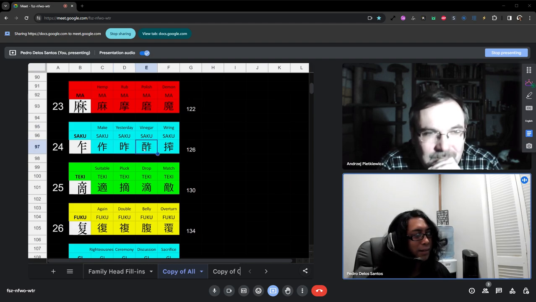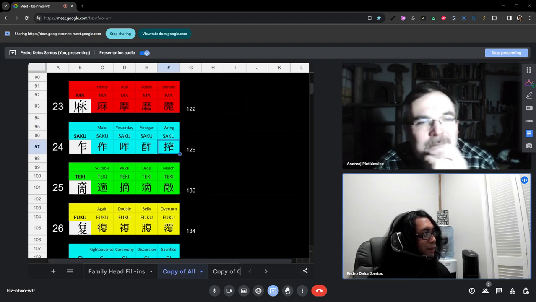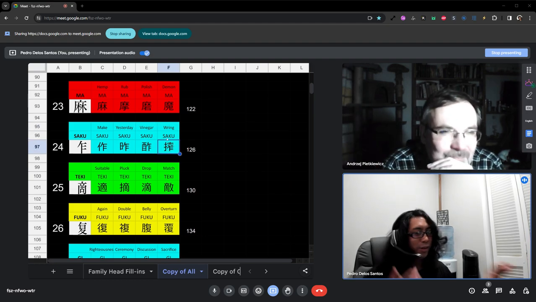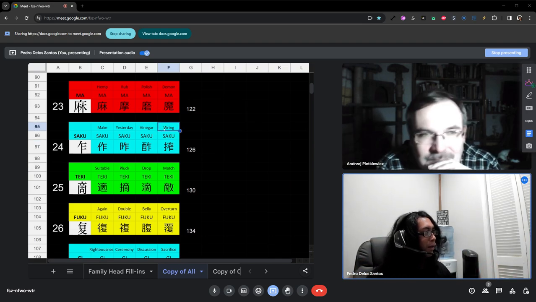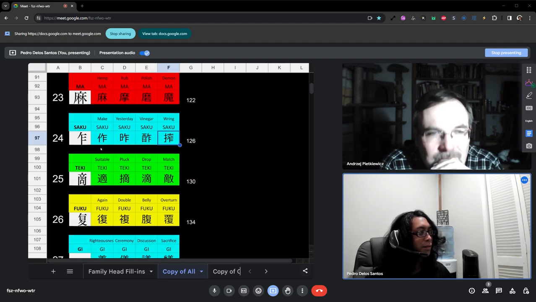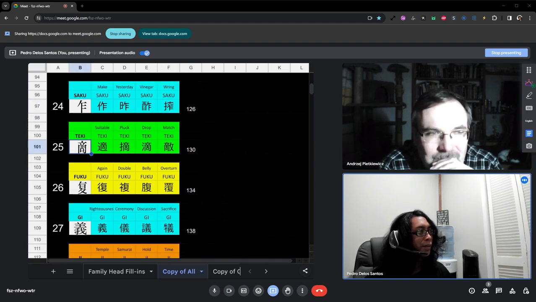This is a sake bottle. So when you have that, it's vinegar, and then you have aggressive hand and hole, and then they're wringing. This is actually a pictograph of wringing cloth. So sake.